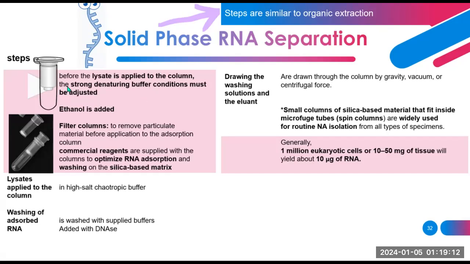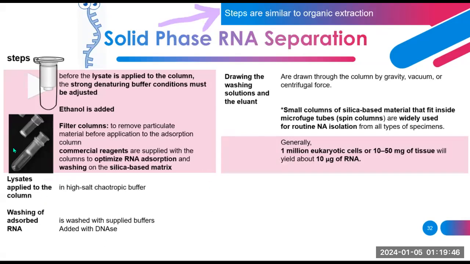So the steps include, before the lysate is applied to the column, this is the column, the strong denaturing buffer conditions must be adjusted. And then it is followed by the addition of ethanol. We also have the filter columns, columns with filters. These are for the removal of particulate materials before application to the adsorption column. And commercial reagents are applied with the columns to optimize RNA absorption and washing on the silica-based matrix.